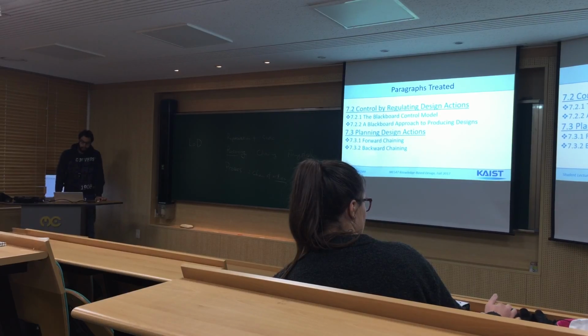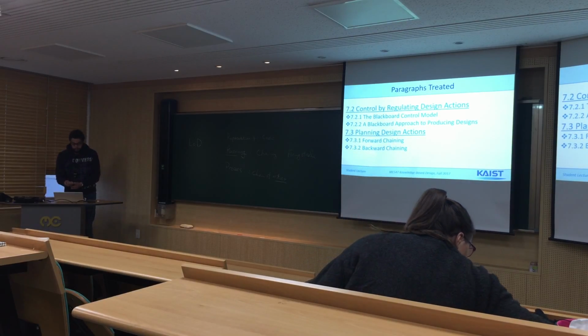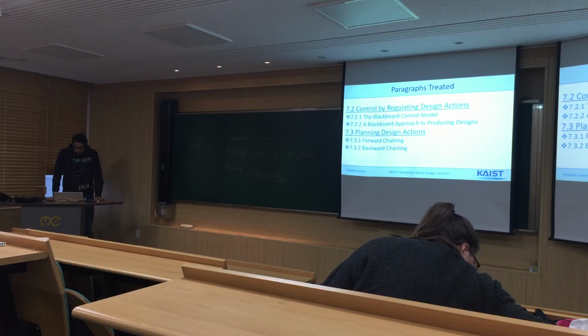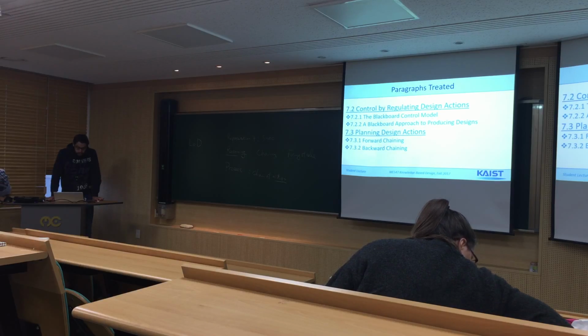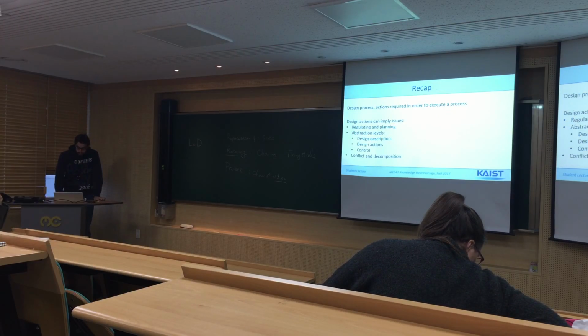Here we can see the topics in more detail. For the first part, I'm going to explain what the Blackboard control model is, and then how you can apply the Blackboard control model to producing designs. Then for planning design actions, there are two types, which are forward chaining and backward chaining, and I'm going to explain in more detail how they work.